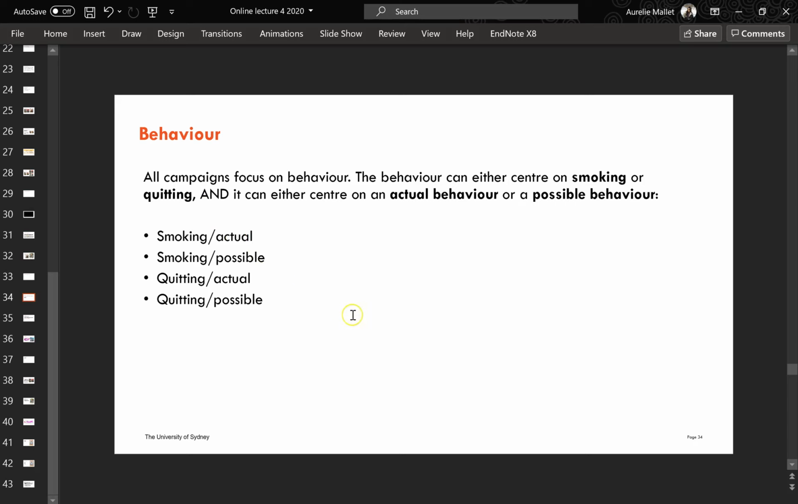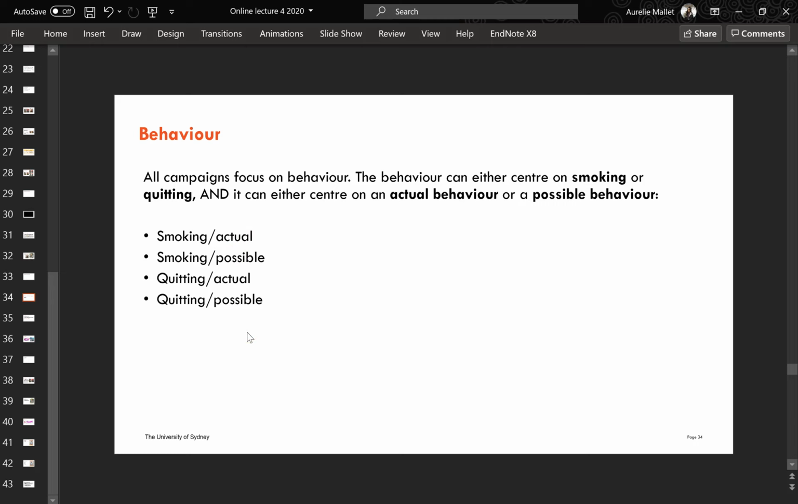But the third strategy is essentially focusing on behavior. And there are two sets of behaviors that the campaigns focus on. Campaigns either center on smoking or quitting, and they can either center more on an actual behavior or on a possible behavior. So essentially you get these four different combinations. You get smoking as an actual behavior, smoking as a possible behavior, quitting as an actual behavior, quitting as a possible behavior.